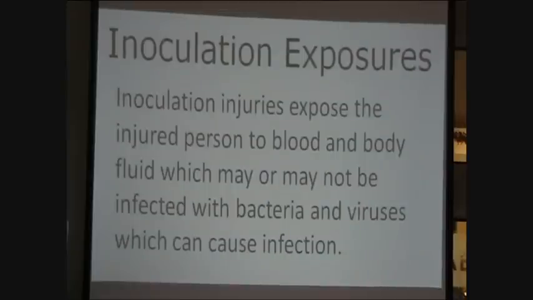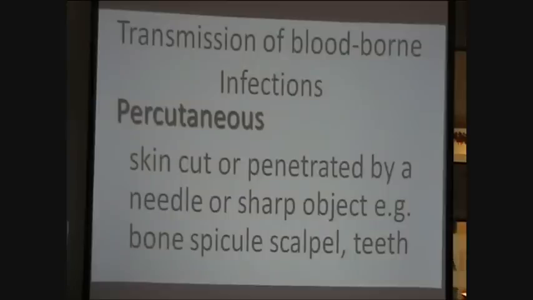Inoculation injuries expose the injured person to blood and body fluid, which may or may not be infected with bacteria and viruses, which could lead to infection. The transmission of blood-borne viruses may happen in one of two ways. The highest risk exposure is a percutaneous injury. This is when the skin is broken and can happen because of a needle stick injury, bite, scalpel injury, or any other injury with a sharp instrument. Of these, injuries with hollow-bore needles and blood carry the greatest risk.